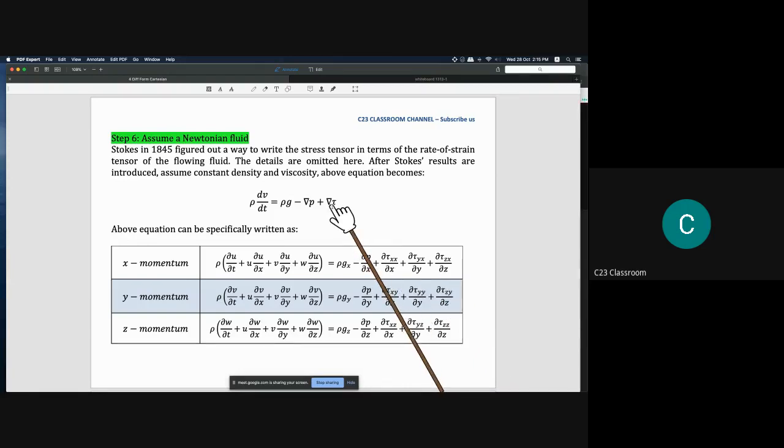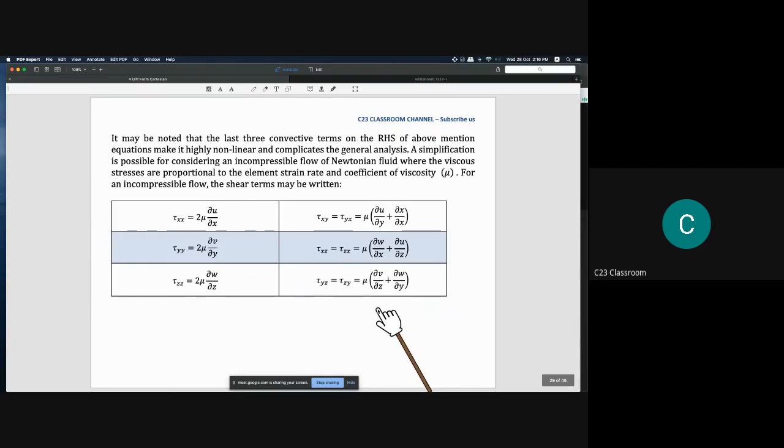And then we substitute the value of tau here with the shear stress that occurs on the x-axis. Because we have x, y, and z axes, we have three terms of this equation. So we substitute the value of nabla here, and then Stokes proposed to substitute the value of tau here with this term.